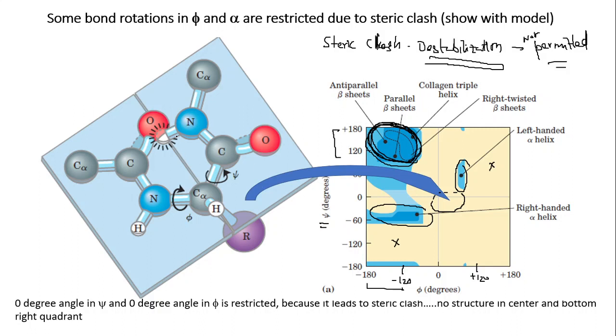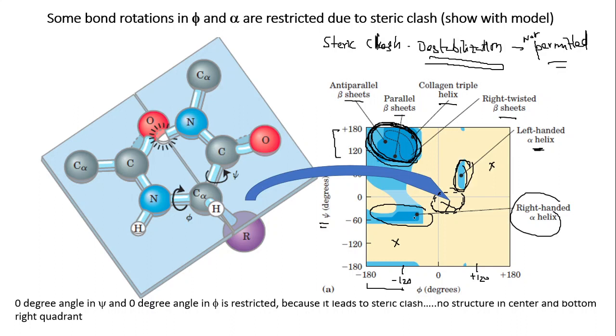This is one example, an area where this kind of very destabilizing steric clash is occurring, so there would not be any structure permitted. The known structures that we know are anti-parallel beta sheets, parallel beta sheets, collagen triple helix, and right twisted beta sheets. All these structures are within this large area where there is a good degree of stabilization. The left-handed alpha helix is right here.